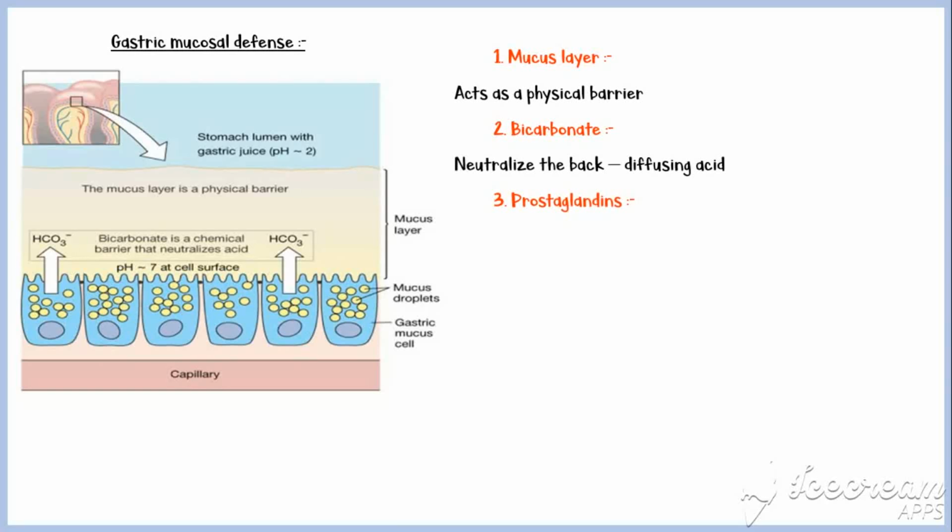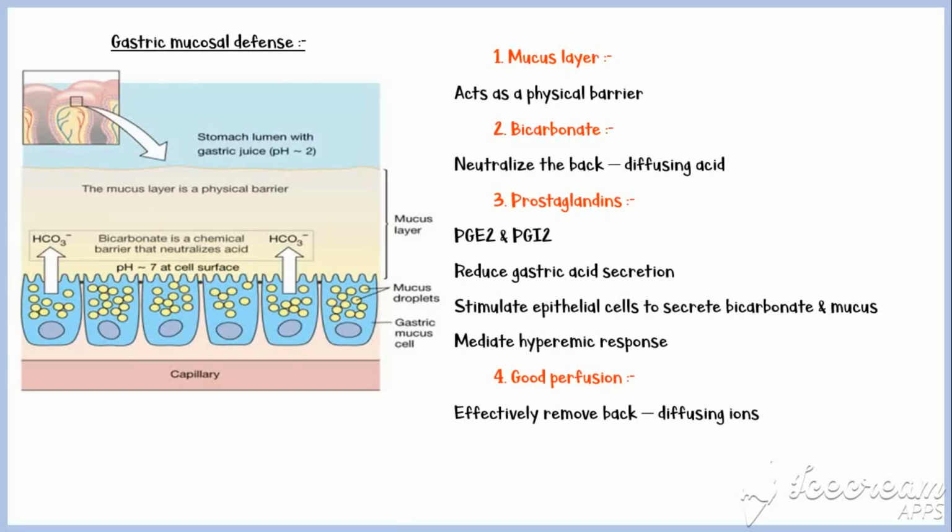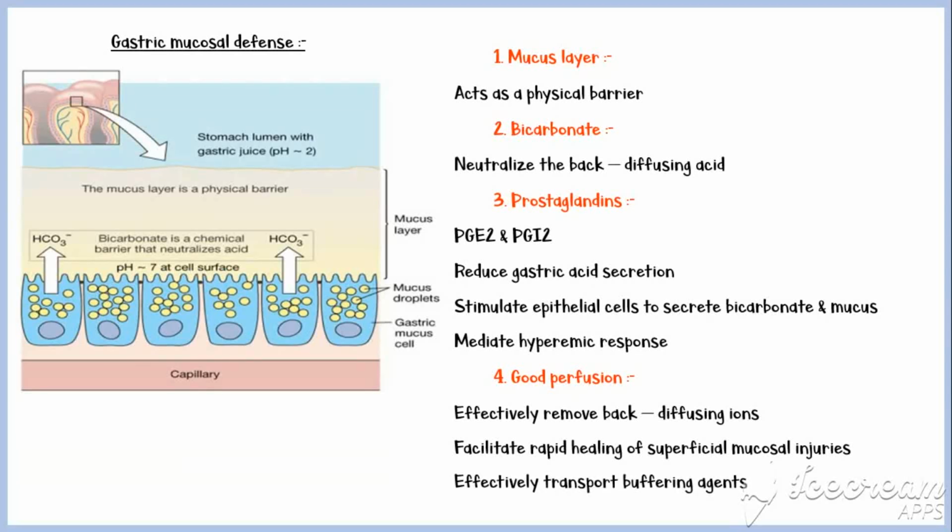Prostaglandins also play a huge role in the defense against gastric acid. Main prostaglandins secreted by the gastric mucosa are PGE2 and PGI2. They protect the gastric mucosa by reducing gastric acid secretion, stimulating epithelial cells to secrete bicarbonate and mucus, and mediating the hyperemic response that is essential to wash out excess acid. Good perfusion is also an essential component of the gastric mucosal barrier, especially to effectively remove back-diffusing ions. It also facilitates rapid healing of superficial mucosal injuries and effective transport of buffering agents.